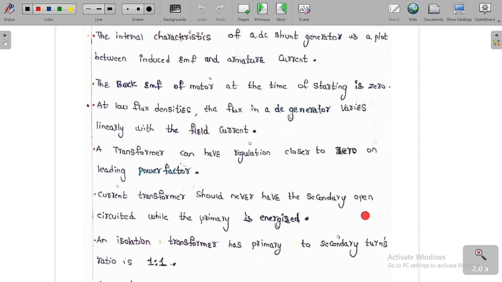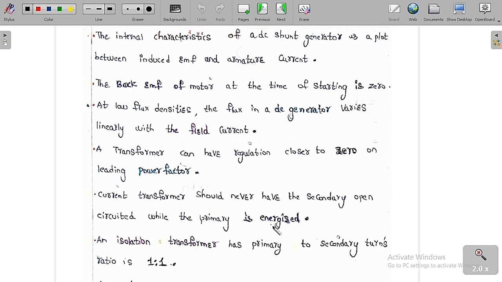Current transformer should never have the secondary open circuited when the primary is energized. I have already told you, the current transformer is basically also called a series transformer. We have to decrease the current, which means the secondary winding should always have more turns compared to the primary winding. As the number of turns increases, the voltage increases, so the current decreases. So we can say this is a step up transformer. Suppose you open the secondary, what is going to happen? The secondary turns are very high, so the EMF induced is very high. With this EMF induced, the core is going to get damaged.